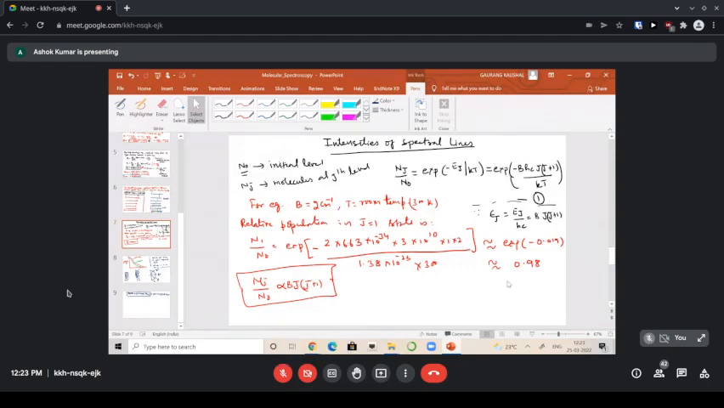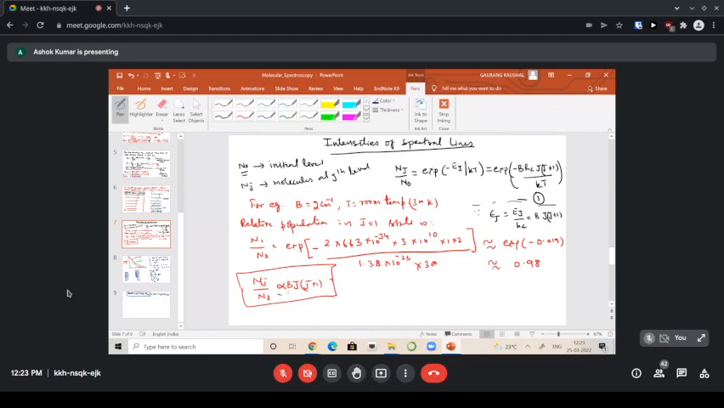No, this is exponential actually. So I was just writing that nj upon n naught depends upon j actually. So this will be exponential. So this is proportional to an exponential. The actual expression is exponential of bj into j plus 1. Okay, it will be exponential.